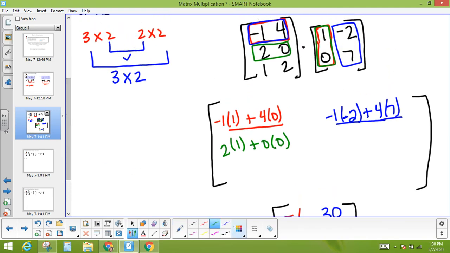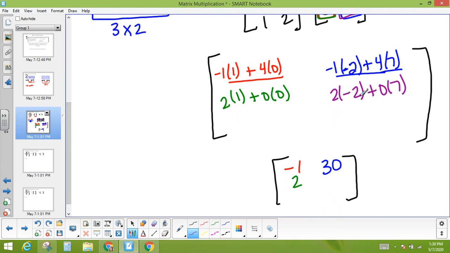All right, so next we are in row 2, column 2. So we'll do row 2, column 2. That would be 2 times -2 plus 0 times 7. So that gives me -4 plus 0, so just -4.